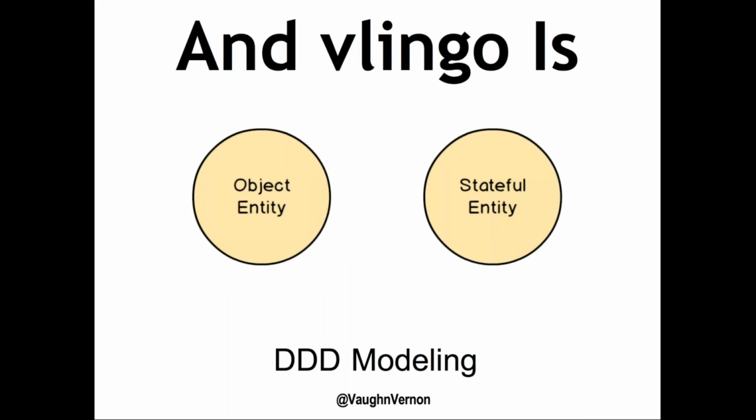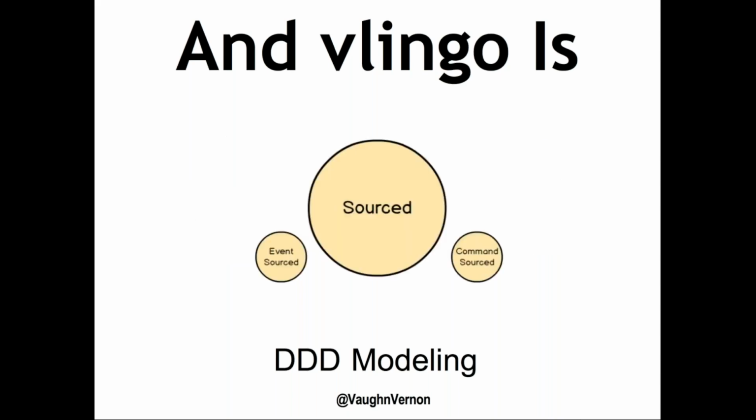So VLINGO supports what are called object entities. This is an abstract base class that is an actor. A stateful entity is also an abstract base class that is an actor, and you get persistence basically for free through these, but these are focused on DDD modeling. So this is where your entities or aggregates would be modeled inside one of these objects. We also support a sourced object, so event sourced and command sourced, because depending on your viewpoint, you may want to source your state using commands rather than events. But in any event, DDD modeling is done also inside one of these kinds of entities.